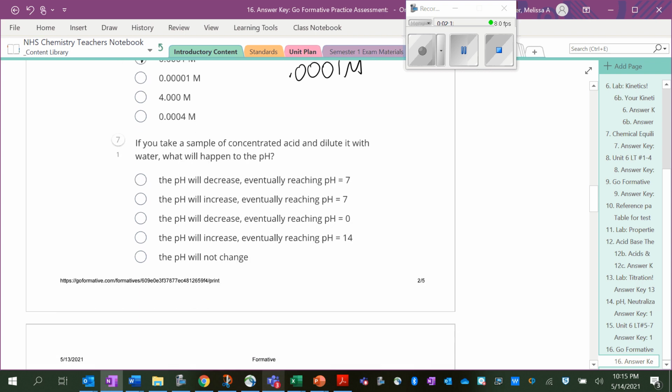If you take a sample of concentrated acid and dilute it with water, what happens to the pH? Well, the pH of water is 7. So it's going to start off low, like maybe the pH equals, I don't know, 1. And then if you keep adding pH 7, the pH will increase, eventually reaching 7.